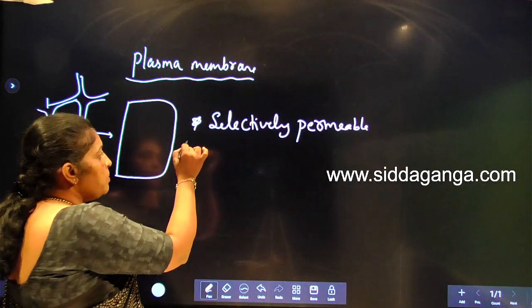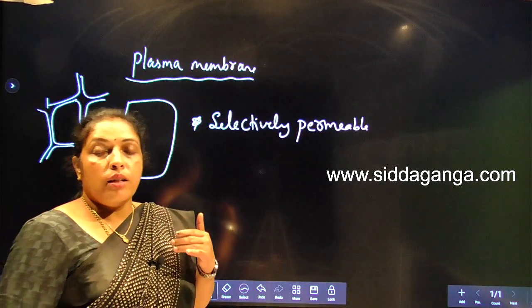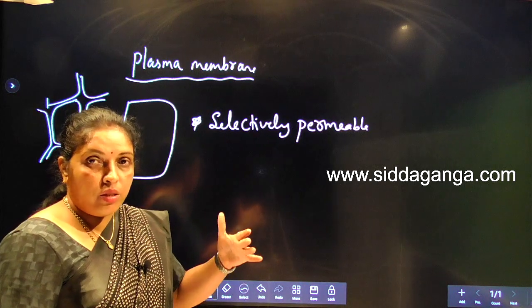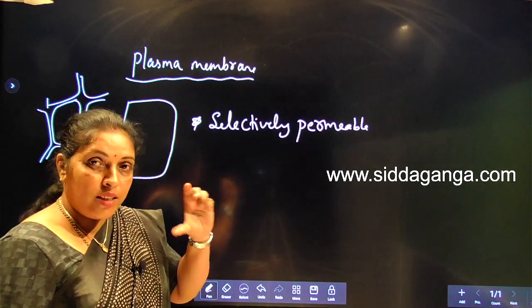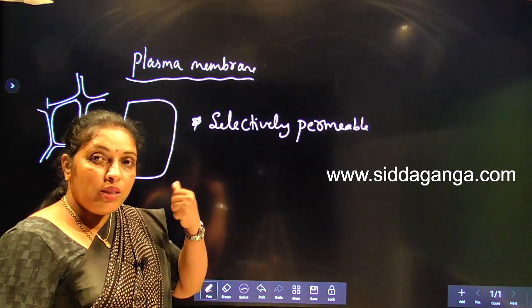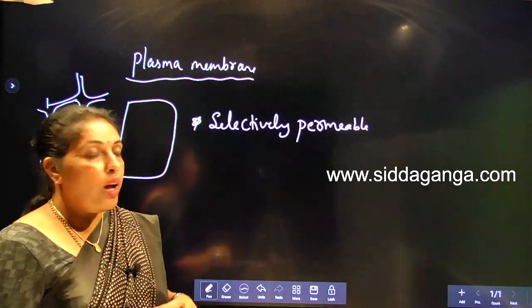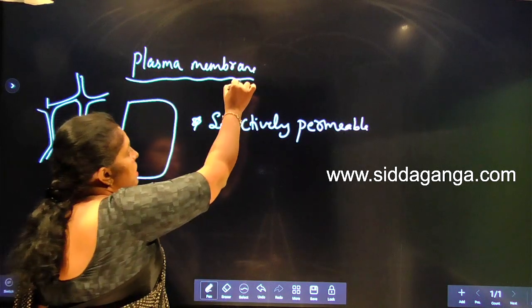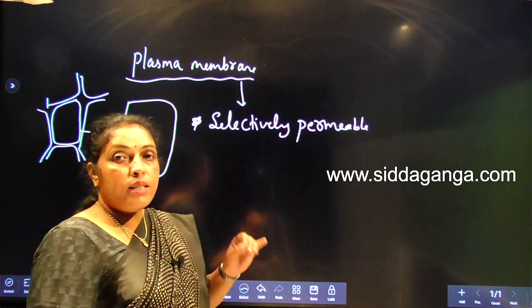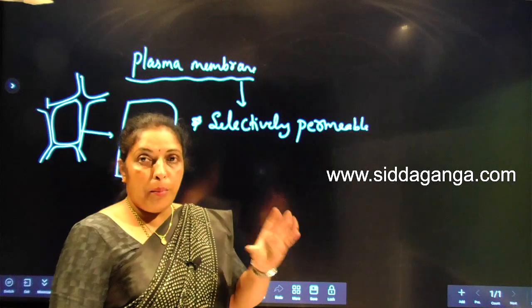But here the plasma membrane is not allowing every substance to move in and out. It selects some substances. That's why the plasma membrane is also called a selectively permeable membrane.